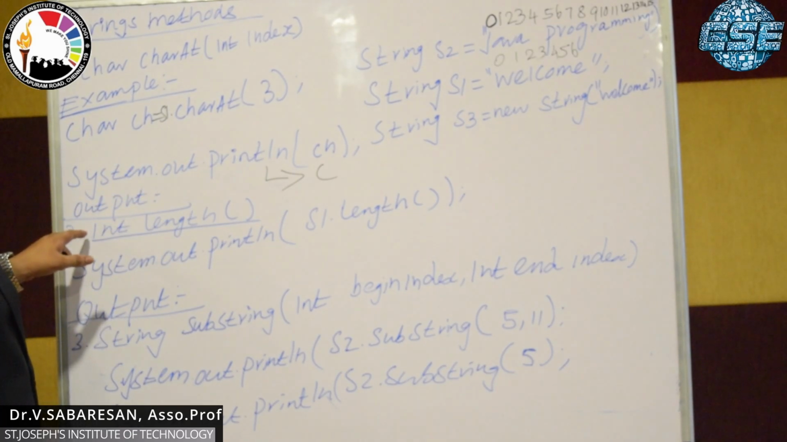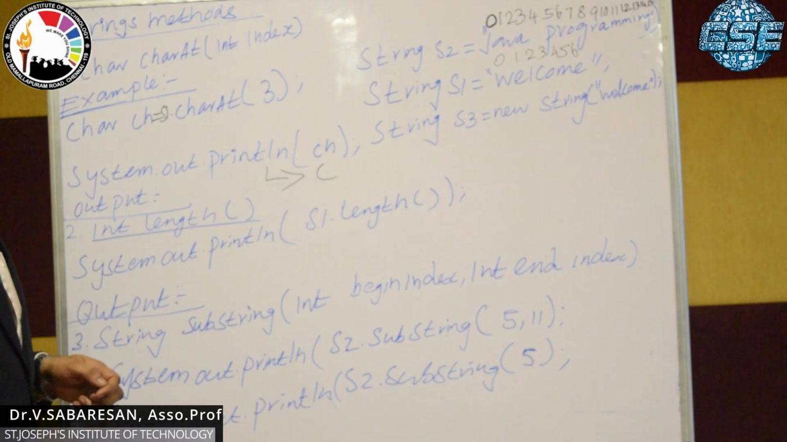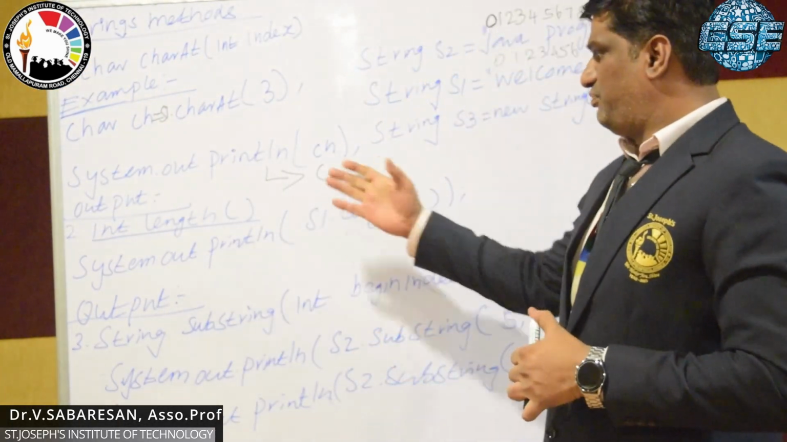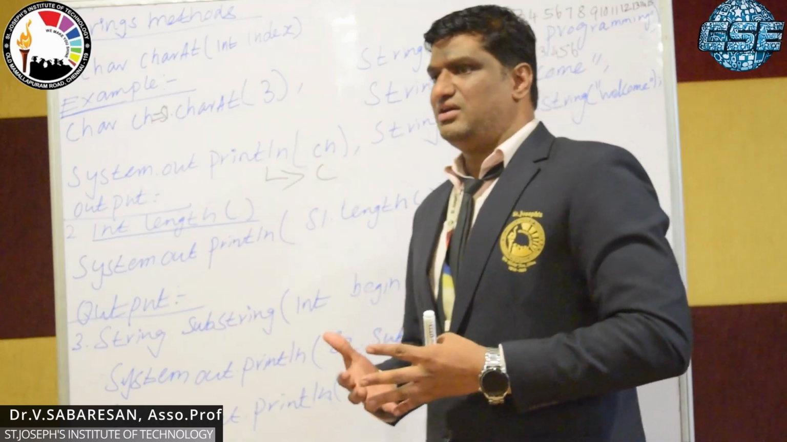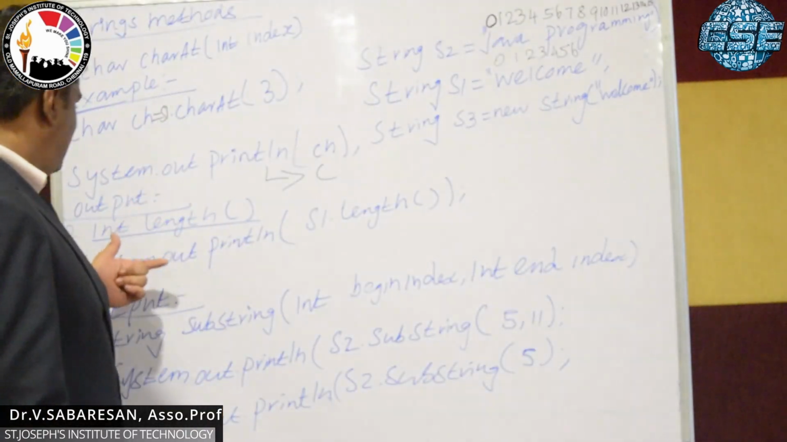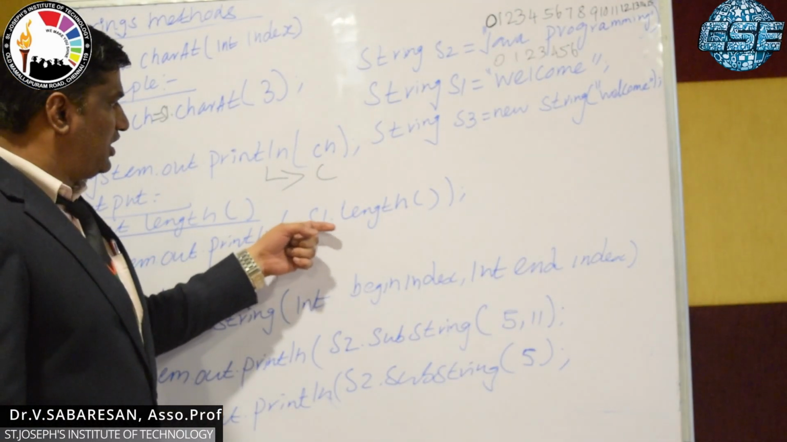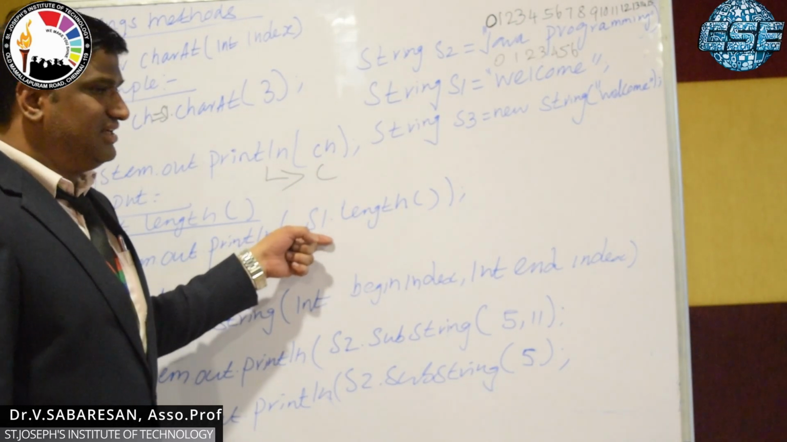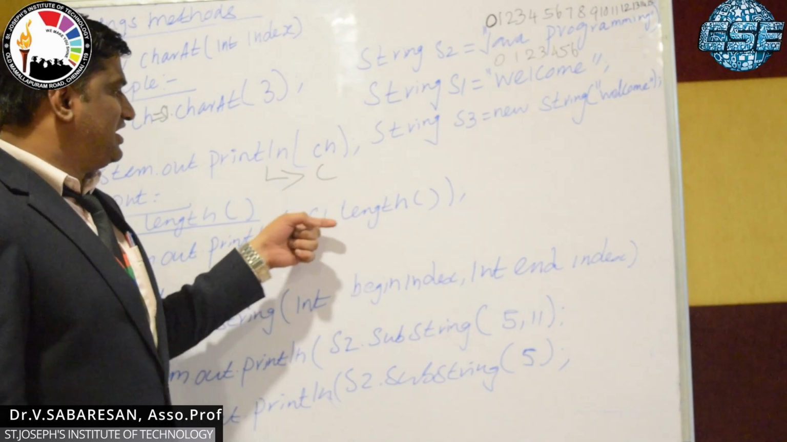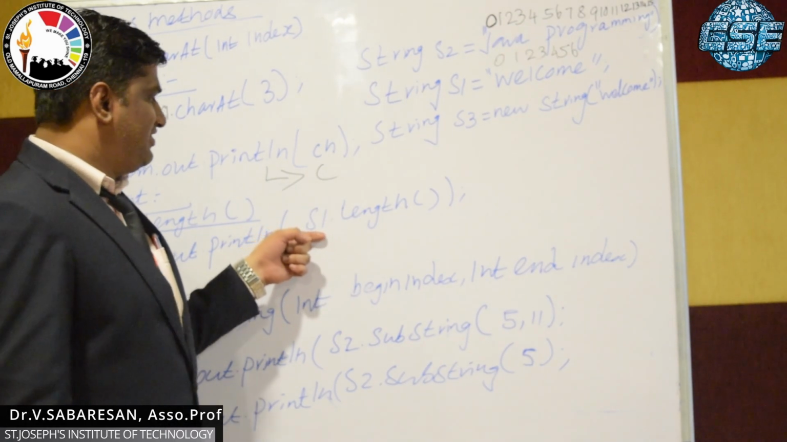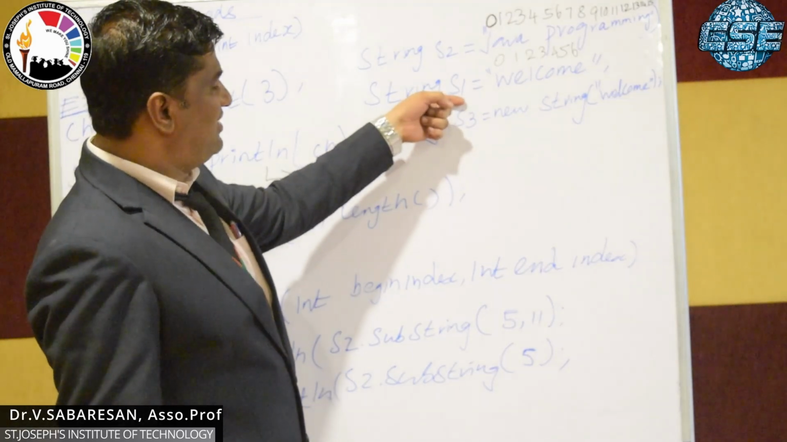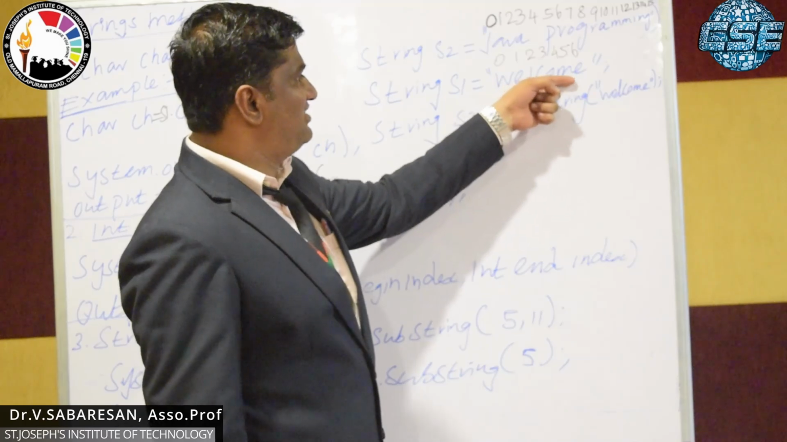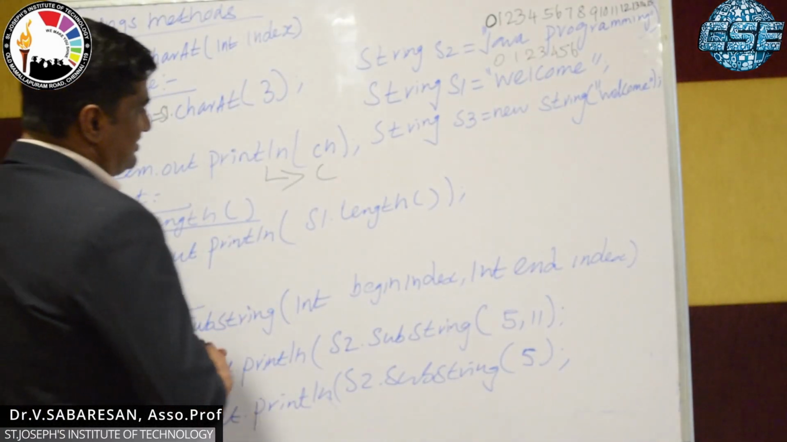The next method we'll discuss is the length method. The length method returns an integer, the length of the given string. Let me see an example: s1.length(). It returns the size of the s1 string as an integer value. We can see that the s1 string size is 0, 1, 2, 3, 4, 5, 6, so the output here is 6.